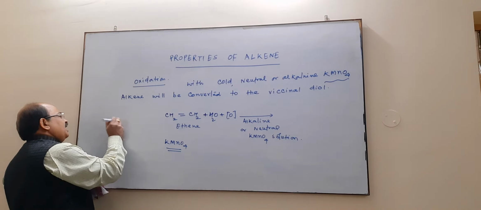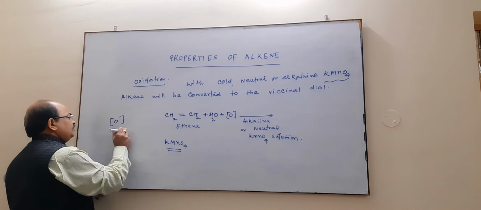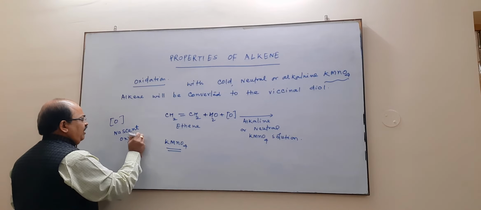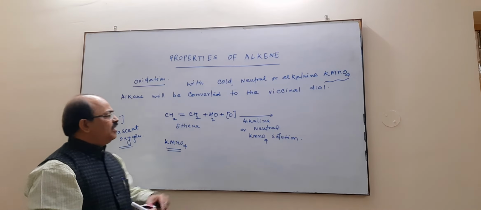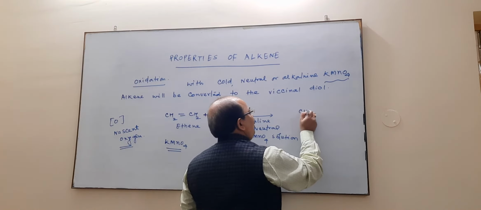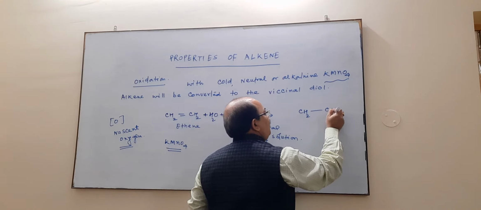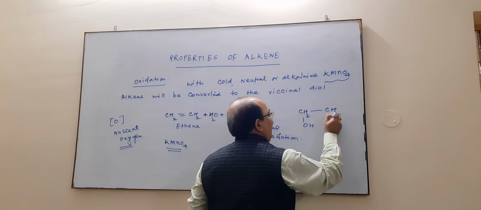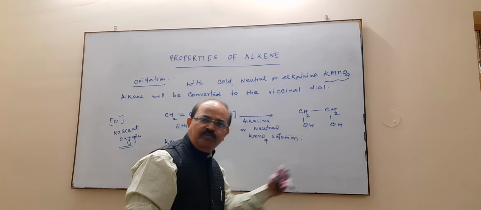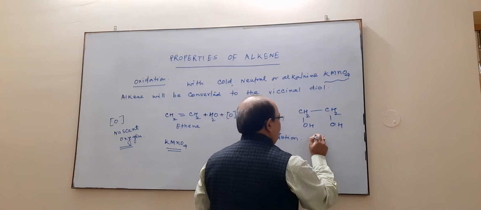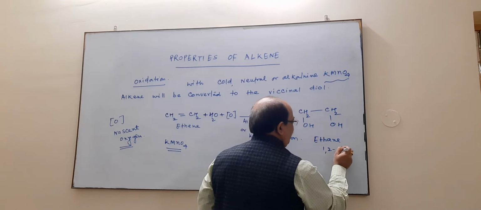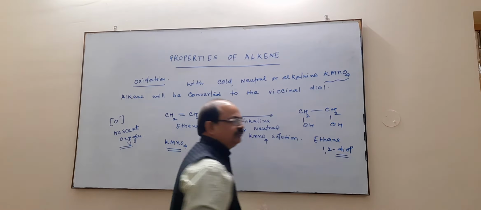ये जो ब्रैकेट के अंदर आप ऑक्सीजन देख रहे हो, this is your nascent oxygen which will be provided by your KMnO4. Then the product formed is your diol. The double bond will break, and see this is your OH group. Now what is the IUPAC name? The IUPAC name is your ethane 1,2 diol.